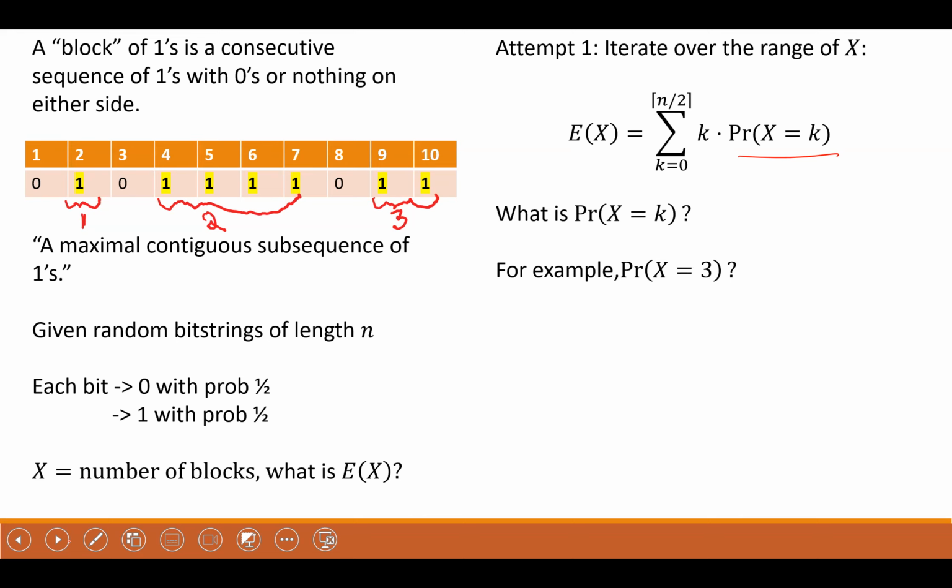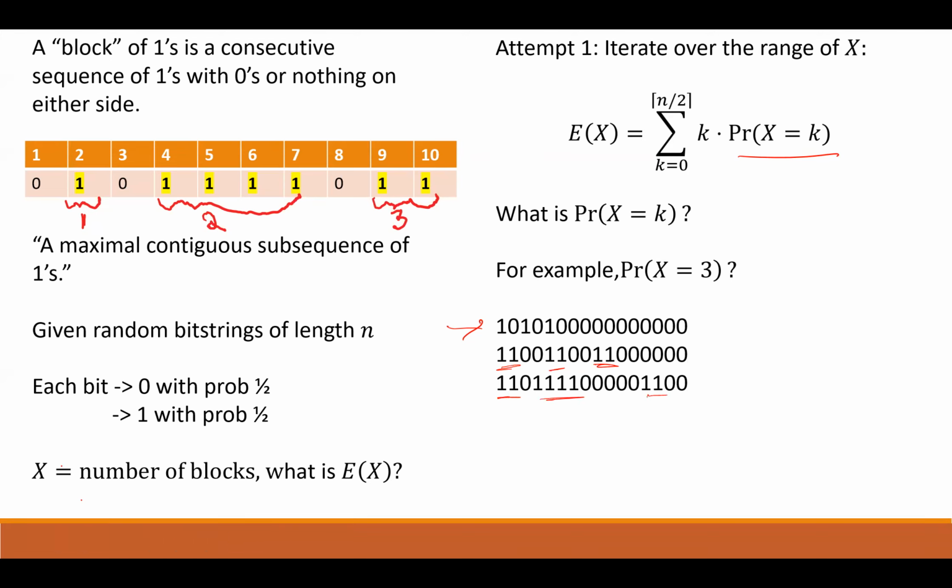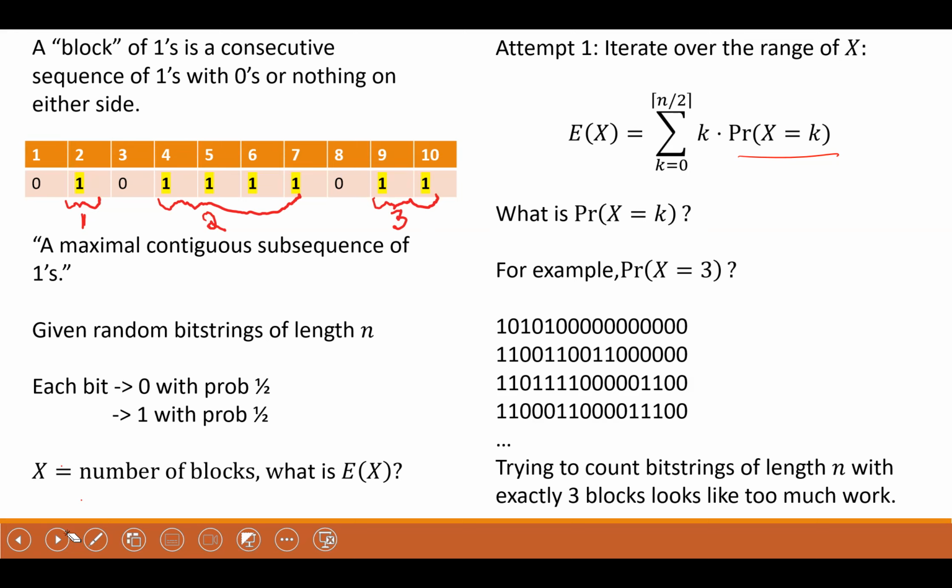Let's say, what's the probability that I have exactly 3 blocks on some value n? Well, however many bits there are, if I look at all of the ways I could have 3 blocks, here's one. Here's another. This also has 3 blocks. And here's another one. This one has 3 blocks. So there's not really a pattern there I can count easily. There's a lot of different ways that I can have 3 blocks. Possibly you could count them. Maybe that's a good assignment question. But trying to count bit strings of length n with exactly 3 blocks seems like a lot of work. So let's of course do it the easy way.